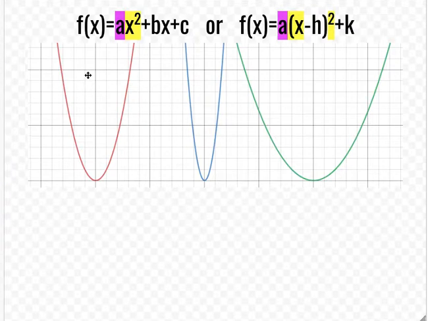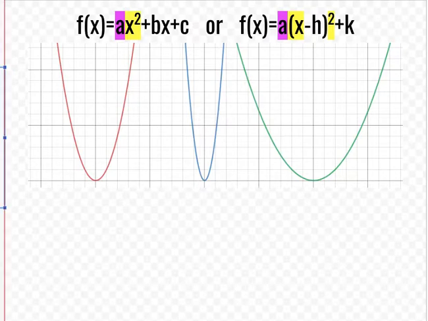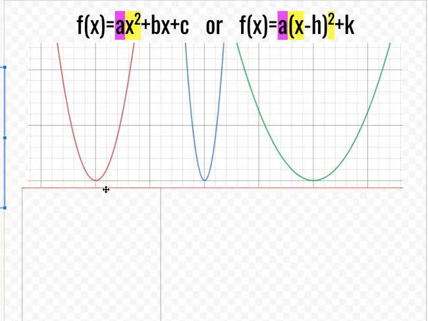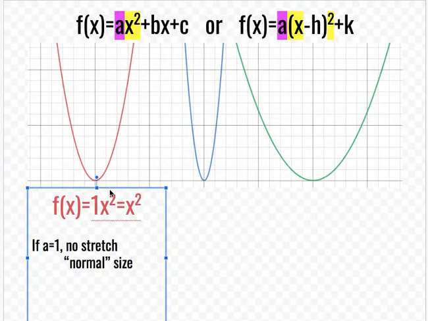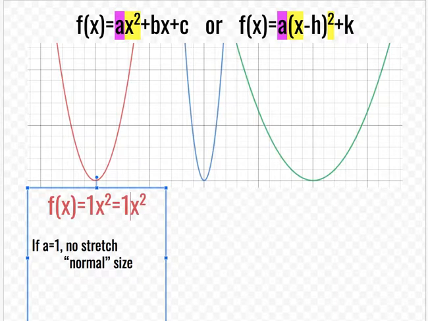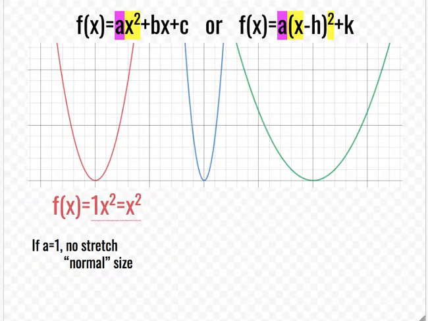If that number in the front is a 1, or you don't see anything at all, what do we always assume that it starts with? If I see just an x squared, we assume that it has a 1 in the front. So this means that this is the normal size. This is a regular size parabola. It's when a is equal to 1, it has no stretch. This is the regular size.